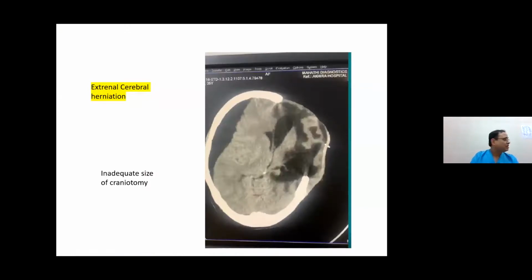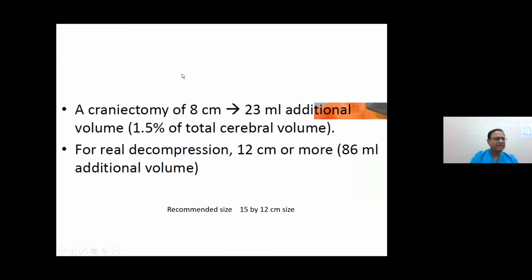The fourth common cause of complication is external cerebral herniation. That is because of inadequate size of the craniectomy. Now, inadequate size is not only harmful for herniation, but it is not helpful for the patient also, because a size of 8 centimeter craniectomy will only increase the total cerebral volume by 1.5%, whereas a size of 12 centimeter will increase the volume by additional 86 ml of additional volume.